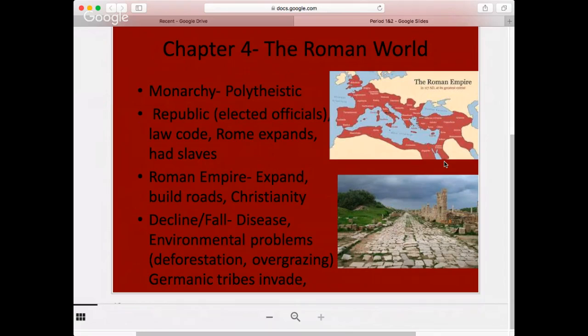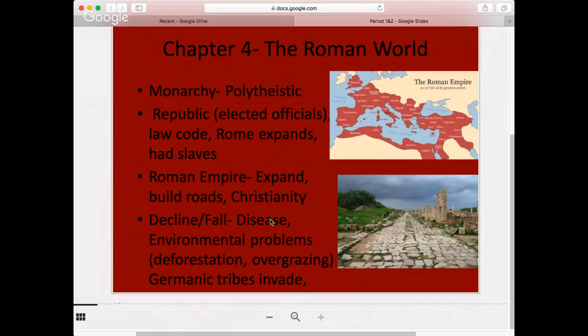Just like Persia, they also build a lot of roads. You can see a picture here of some of the roads that they built. And they adopted Christianity in the empire, and it becomes the official religion, which is why today the Vatican is in the city of Rome in Italy. So why did they decline and fall?